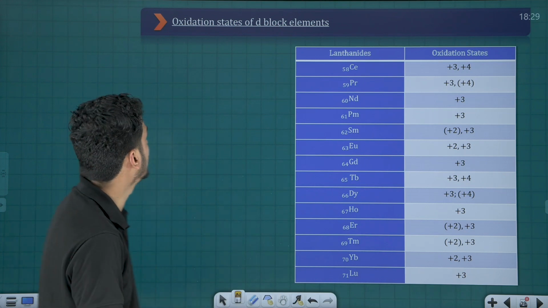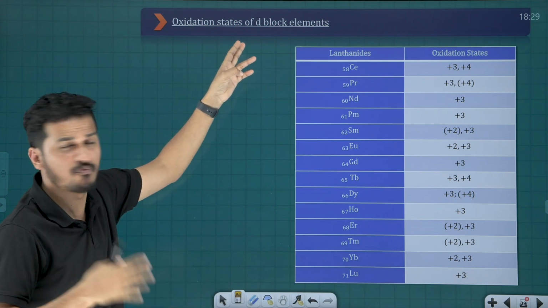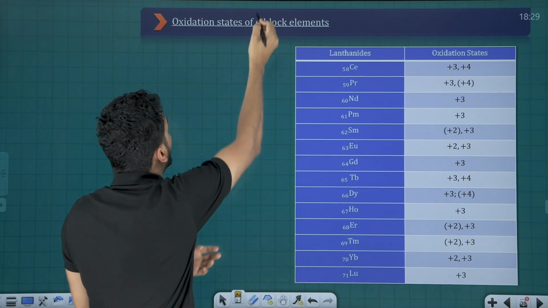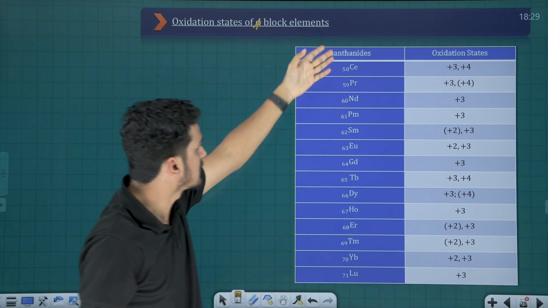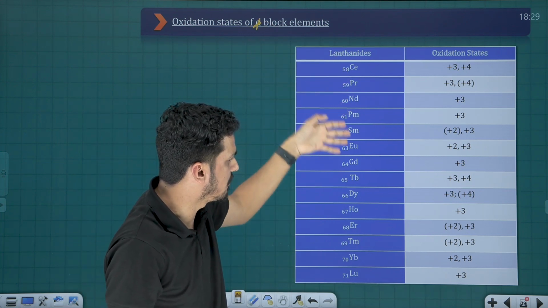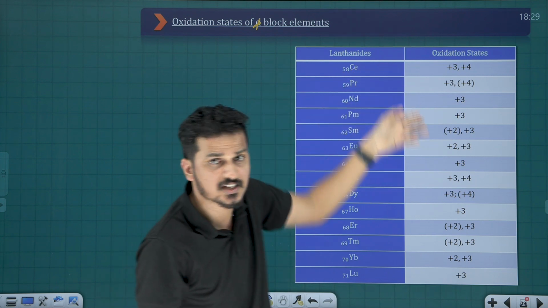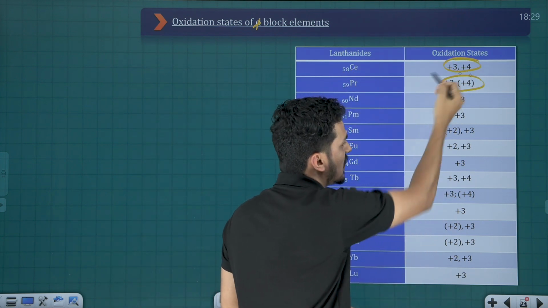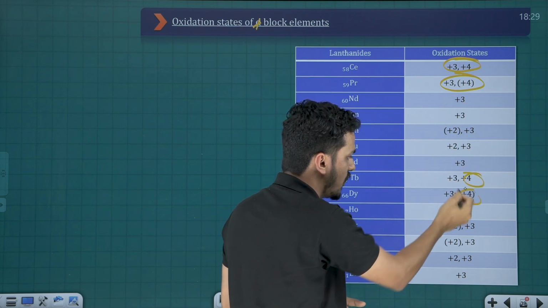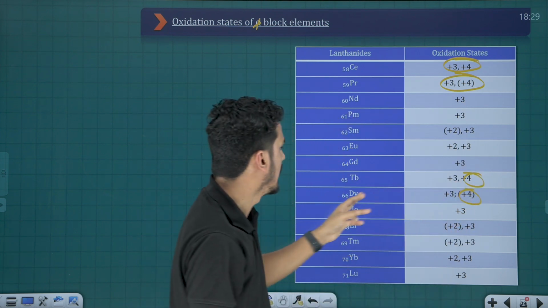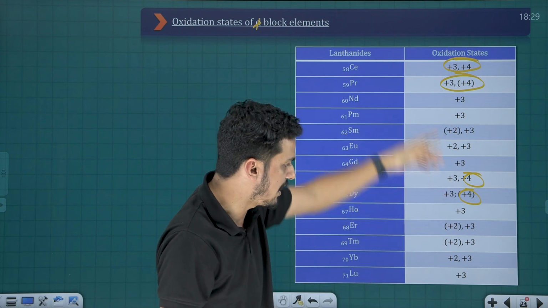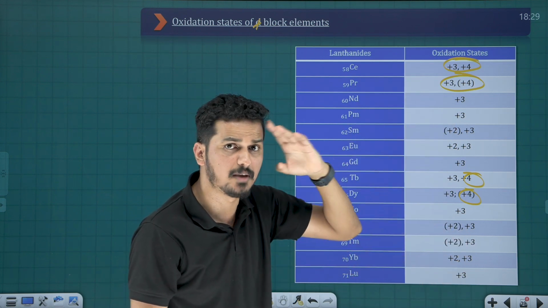Again, we have to look at the F block elements, the oxidation states of F block elements. Here are cerium, praseodymium, neodymium, promethium, samarium, europium, gadolinium. Go through their oxidation states, which is very important. Cerium will show +3, +4. Here +4 is possible. Dysprosium, terbium and praseodymium can show +4. The remaining can show +3. Keep that idea in mind.